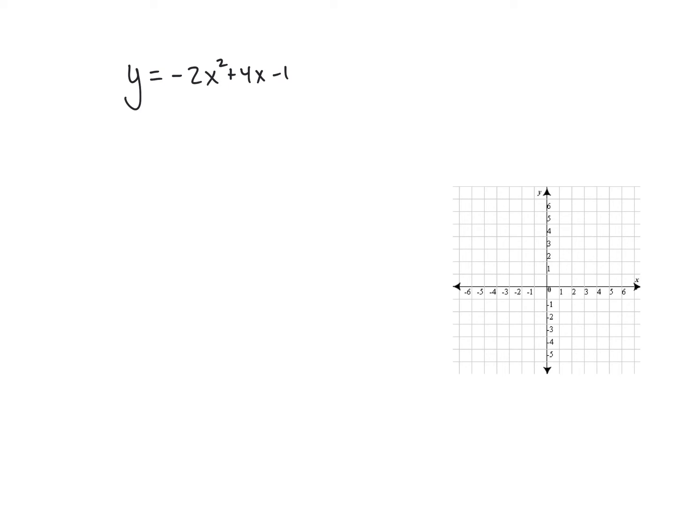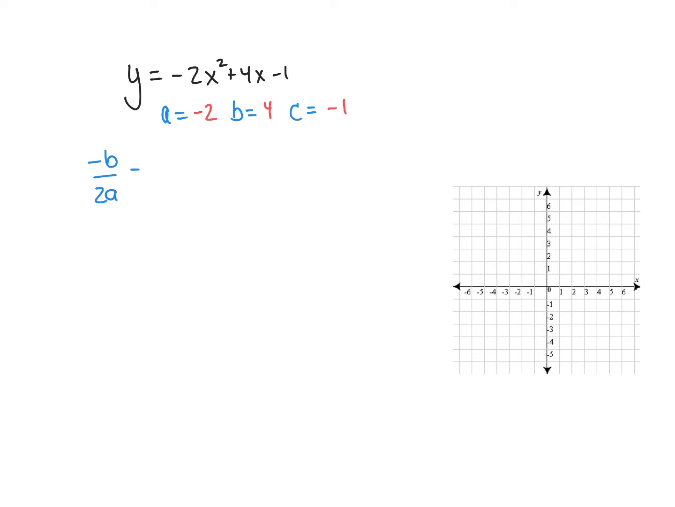Again, the first thing that I always like to do is identify what my A, my B, and my C are going to be. So again, my A in this problem is the number that's in front of the squared term, so it's going to be -2. My B is +4, and my C is -1. Then the next thing we're going to do is find the axis. And to find the axis, remember we are using -b over 2a.